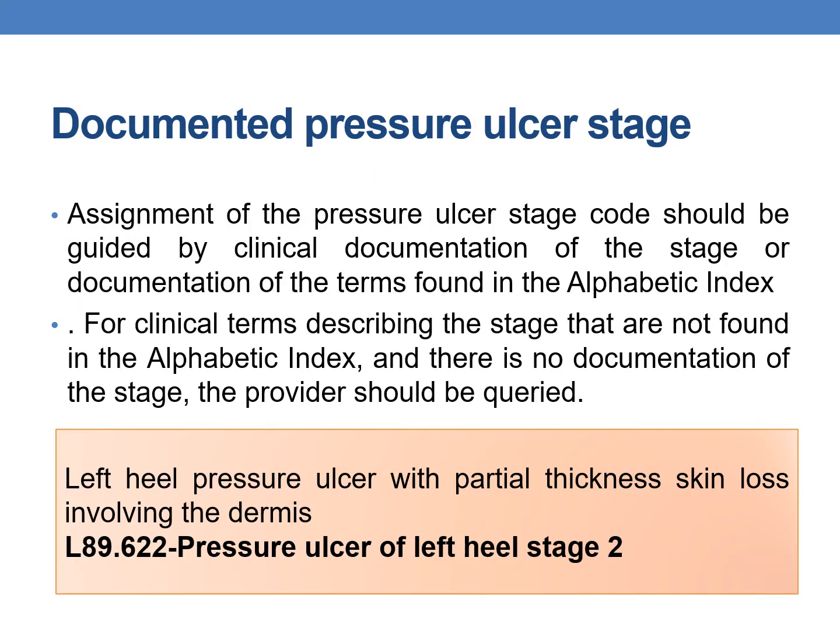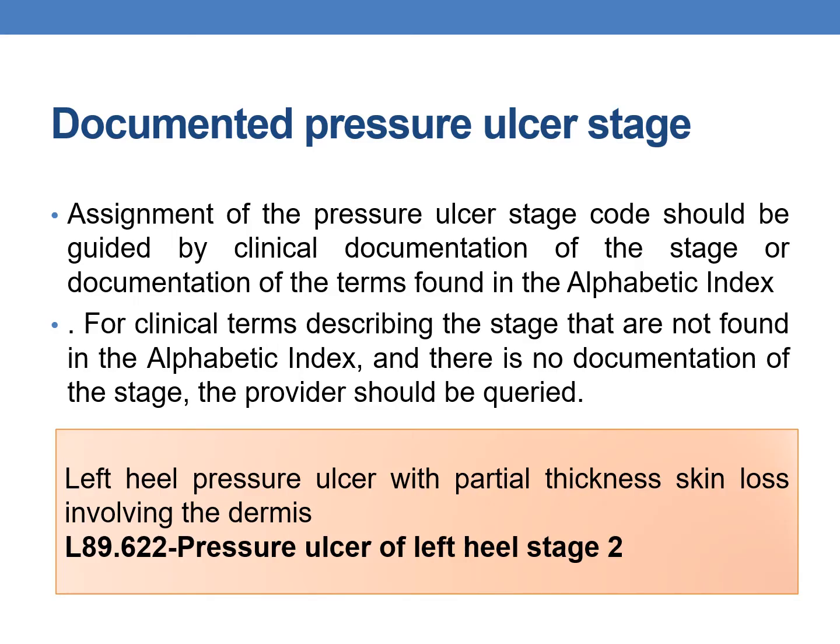Coming to the next guideline, it is about documented pressure ulcer stage. Assignment of pressure ulcer stage code should be guided by clinical documentation of the stage. Simply, physician can document stage 1, stage 2, stage 3 or stage 4. Or documentation of the terms found in the alphabetical index. And for clinical terms describing the states that are not found in alphabetical index and there is no documentation of the stage, then the provider should be queried.